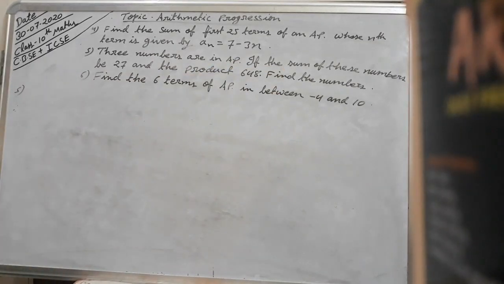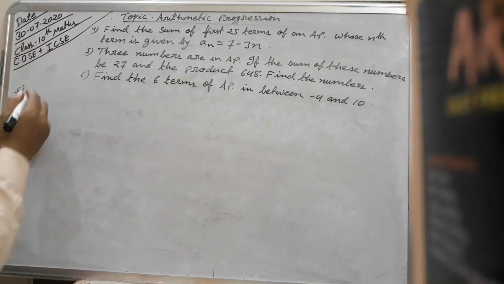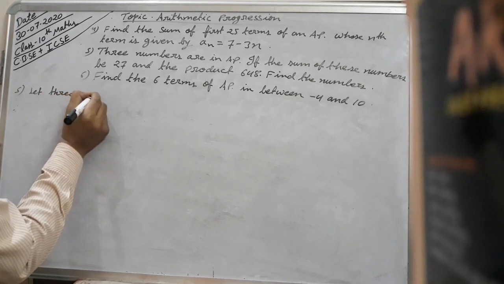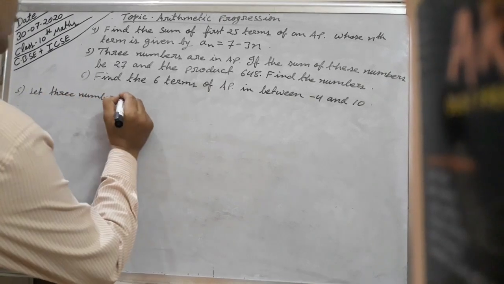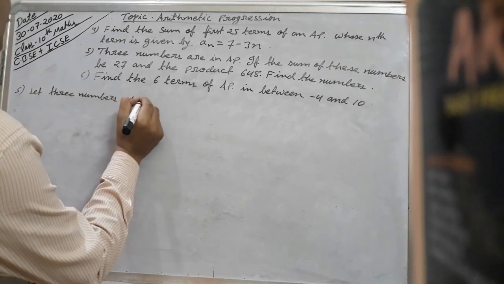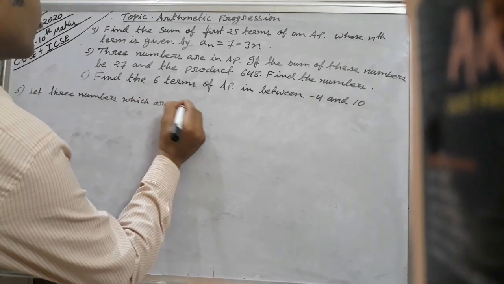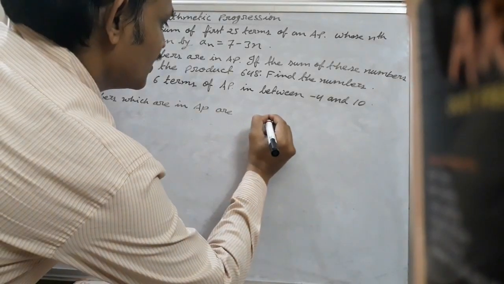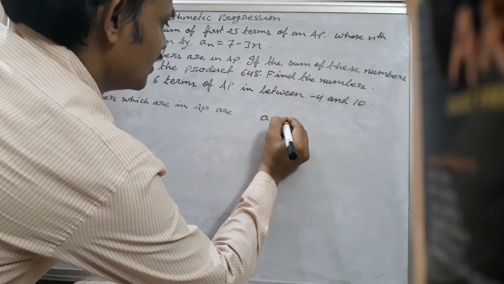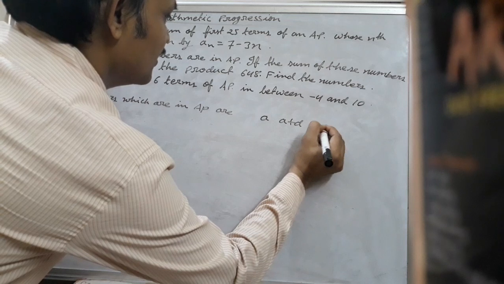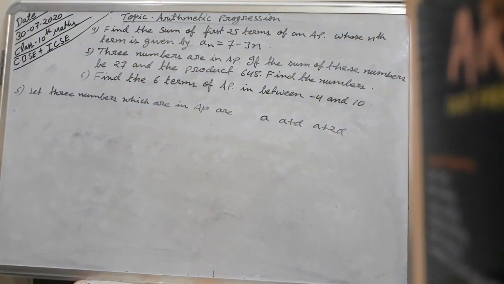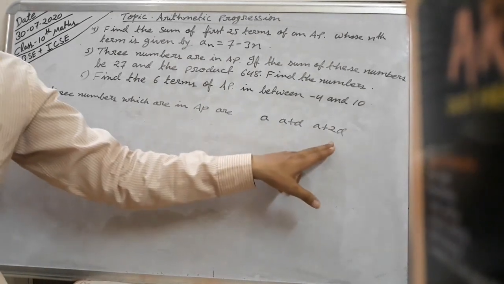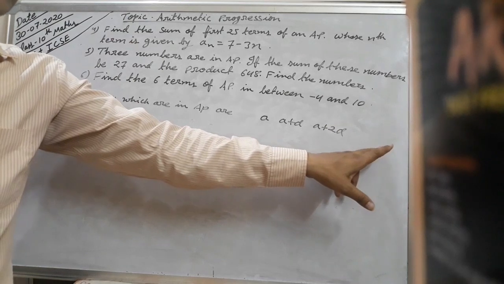Let the 3 numbers which are in AP be, what is that? A, A plus D, A plus 2D. Earlier you studied, right? This is the general form of the AP. A, A plus D, A plus 2D, and the nth term is A plus n minus 1 D.